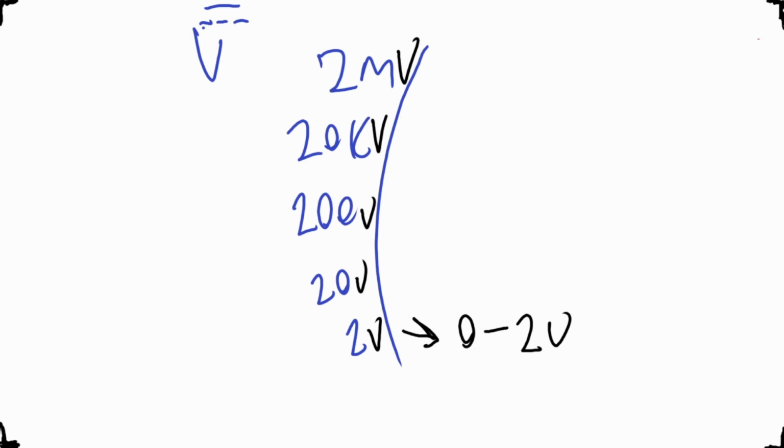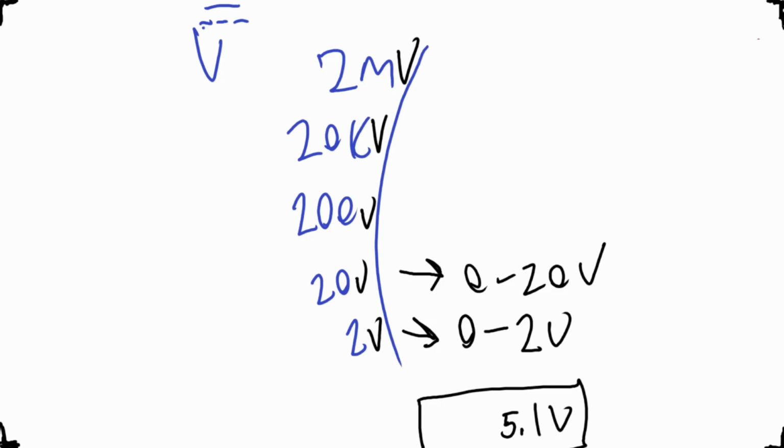If you go up a stage, then now it's measuring between 0 to 20 volts. Let's say you're measuring your 5 volt signal. It will tell you 5.1 V on the screen.